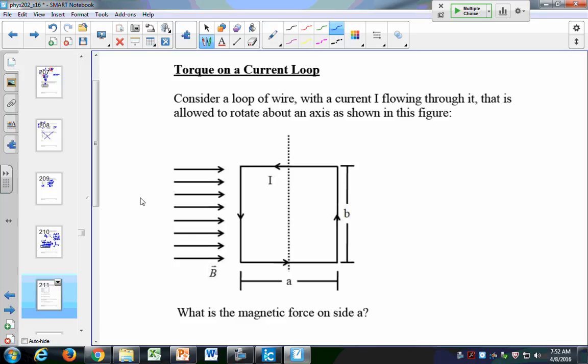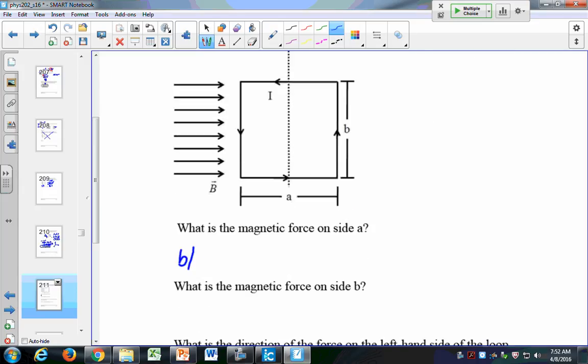It's going to be 0, because anytime my current, or my length, and my magnetic field vectors are parallel or anti-parallel, the angle is going to be either 0 or 180, and the sine of 0 or 180 is 0. So the magnetic force on side A, because theta equals 0 or 180, is equal to 0 newtons.